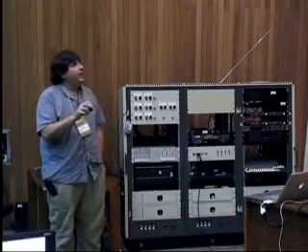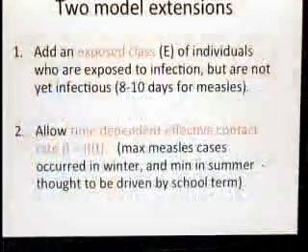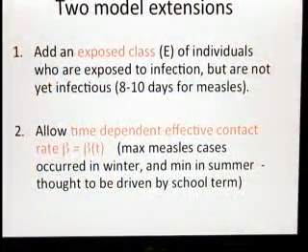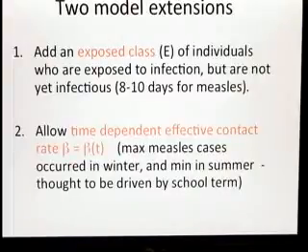But first, let's talk about adding a so-called exposed class. So remember, the SIR model, or SIR with demography, assumes that as soon as you become infected, you become infectious. You're able to transmit the disease. But for many infectious diseases, that's not true. It takes days, maybe a week. For HIV, it's even longer than that, to become infectious. So for many diseases, investigators add a so-called exposed class, an E class. So again, those people are infected, but they're not yet able to transmit the disease.